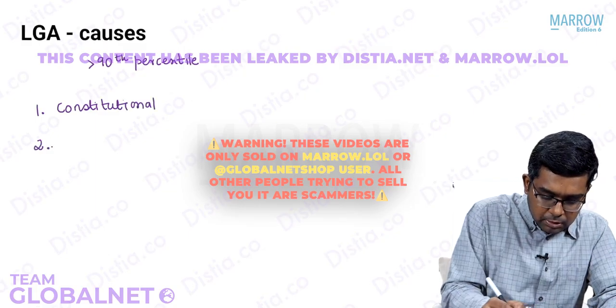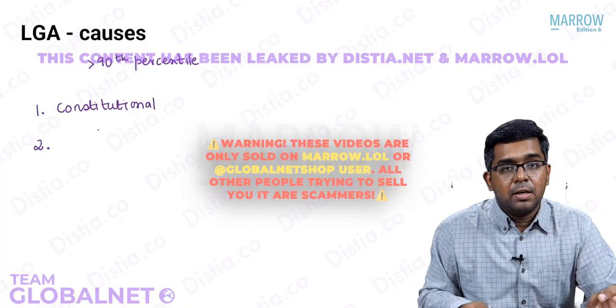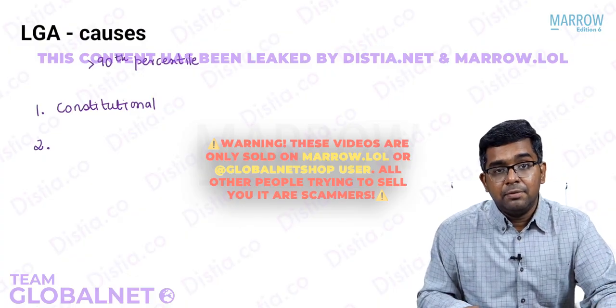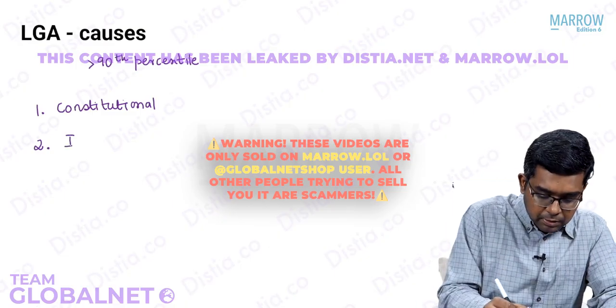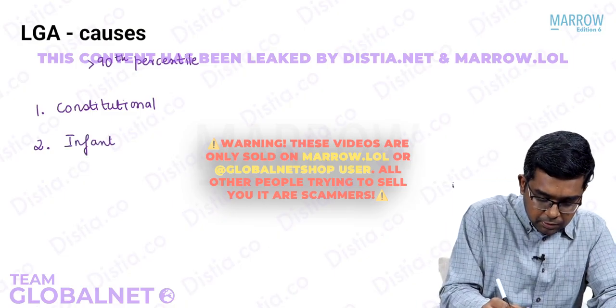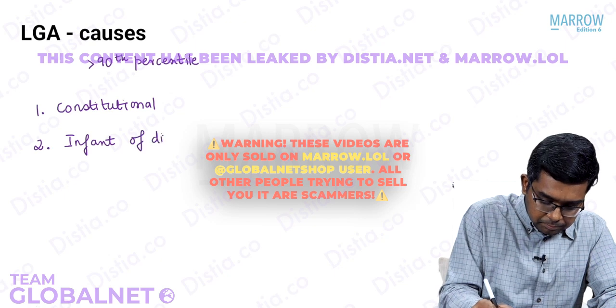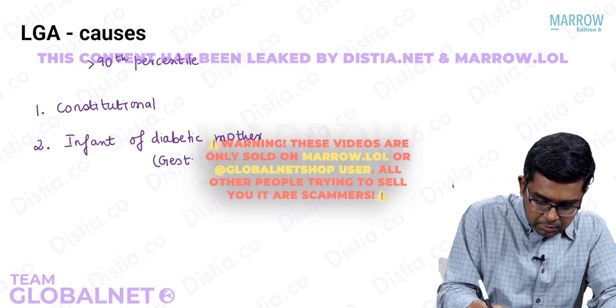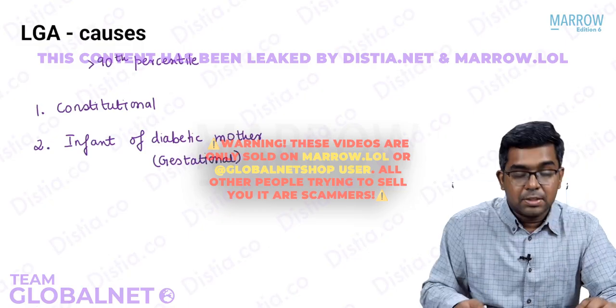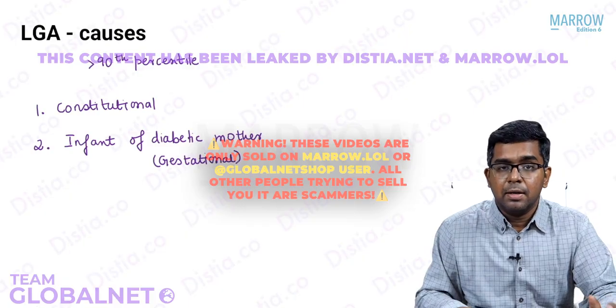Number two is a very, very important condition which I will be discussing in a detailed way in a separate module later on. That is infant of a diabetic mother. At this point, it is very important to note I am talking about gestational diabetes and not overt diabetes. Only a baby born to a gestational diabetic mother can have LGA.